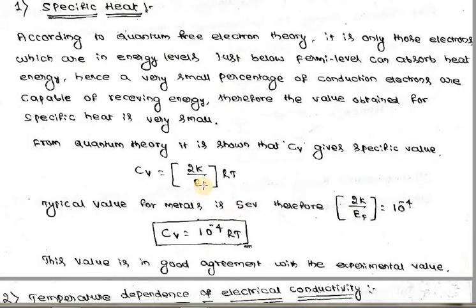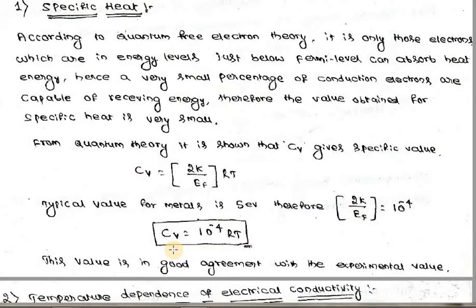So on an average we are taking 5 electron volt. We are substituting this Fermi energy of 5 electron volt. Convert this electron volt into joules and substitute it. So 5 into 1.6 into 10 power minus 19. If you substitute both 2K and EF, you will get 10 power minus 4 only. So it is exactly matching with the experimental value. This 2K by EF value is giving 10 power minus 4 R into T. Hence, the quantum theory successfully explained the concept of specific heat at constant volume.